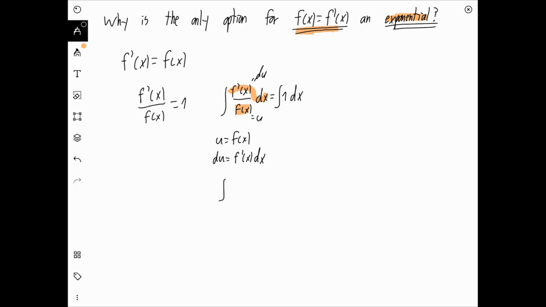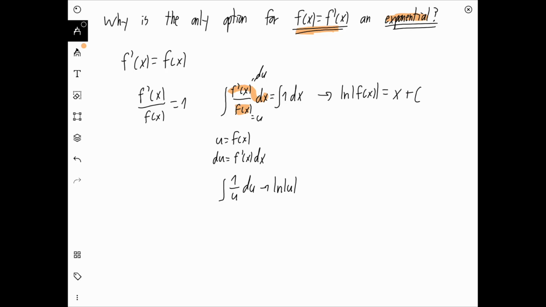So we actually get the integral of 1 over u du. And we know the integral of 1 over u just equals ln of the absolute value of u. And if we replace u with f of x, we get that this expression equals ln of the absolute value of f of x. This equals the integral of 1, which is just x, and then plus c, which is just a constant.